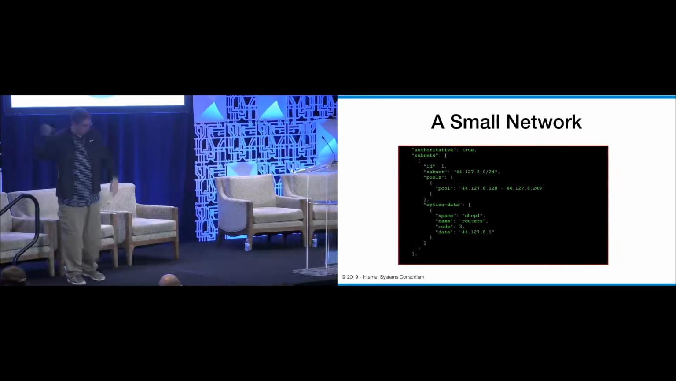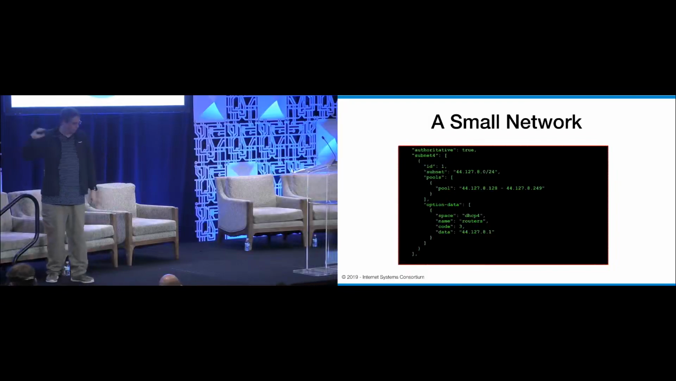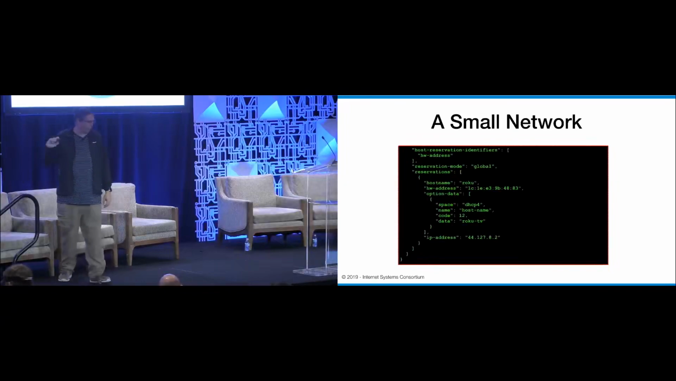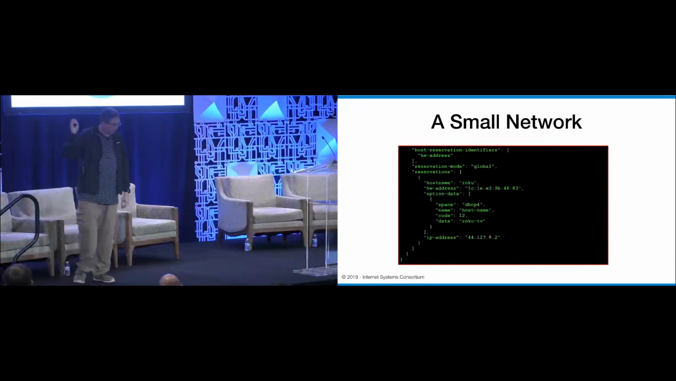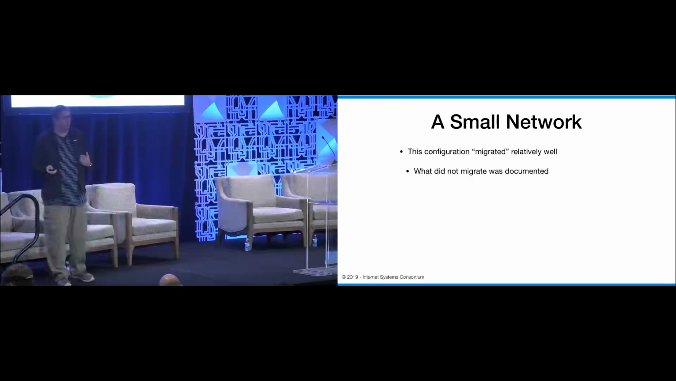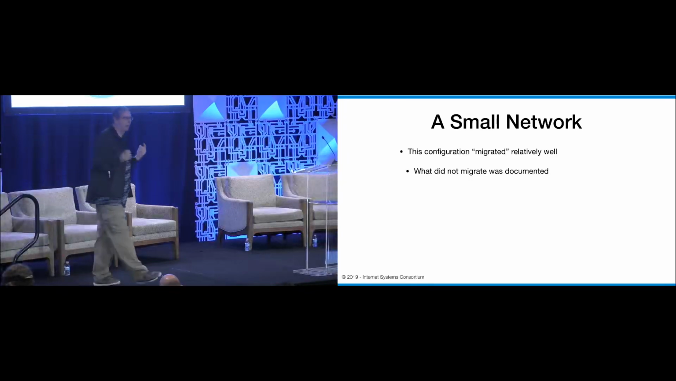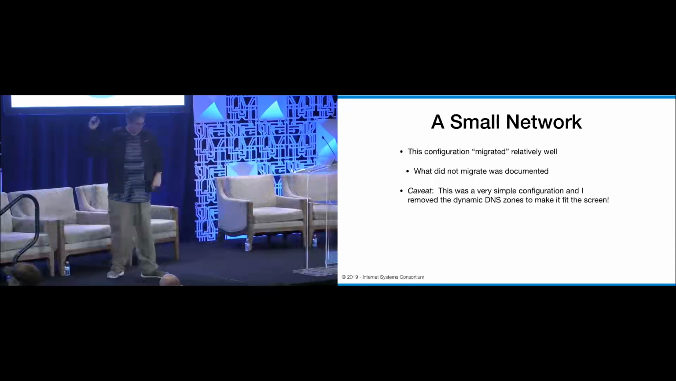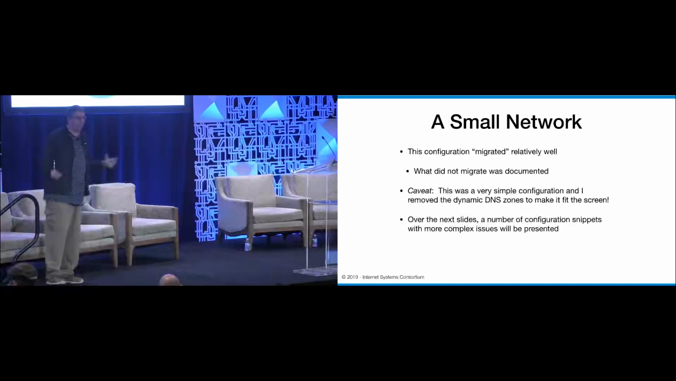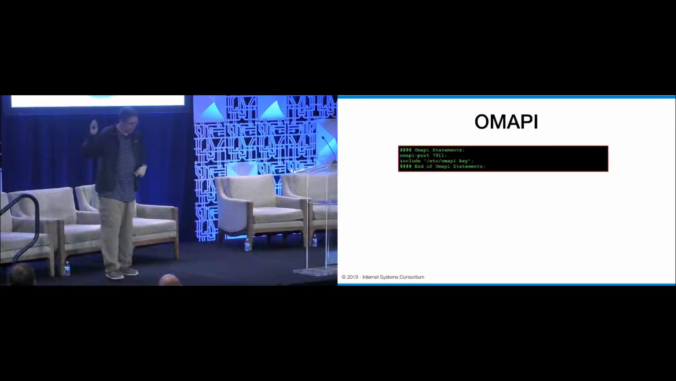Moving along. Here we see a configuration that actually is correct. We see a subnet created. We see the options that are given to that subnet. We see a reservation, a hardware address, and we see the information provided with it. This configuration ran really smoothly through the migration tool. However, it was really, really, really simple. I actually removed dynamic DNS configuration from the example just so that it would fit within my now exhausted time.